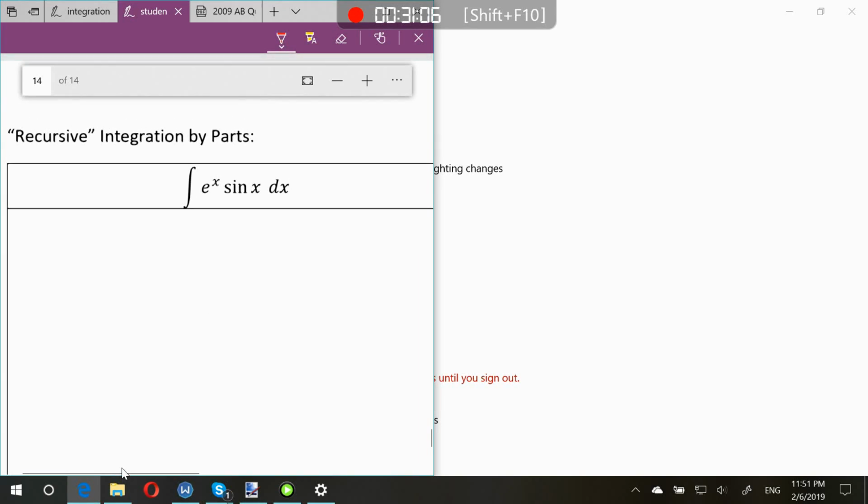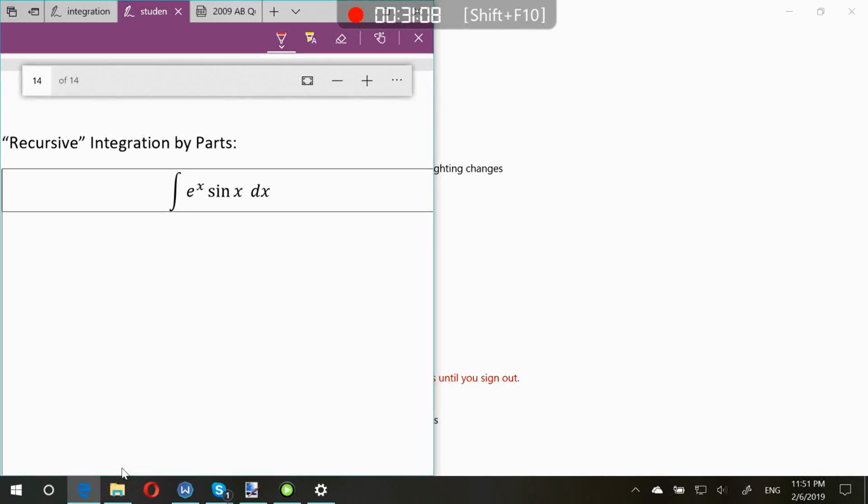So what I'm going to do is use that to my advantage and force myself into an infinite loop. The key here is whatever you pick for u, it doesn't matter which one you pick, but we have to stay consistent all the way through. So if you choose u to be e to the x, that part has to stay the part that you derive all the way through.